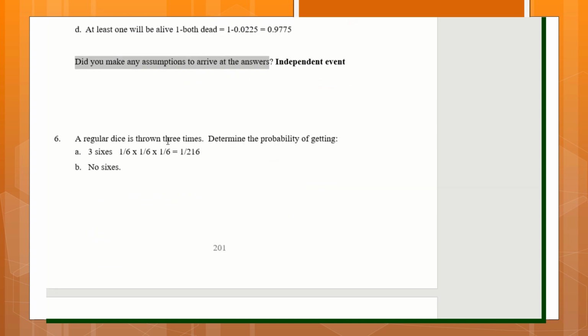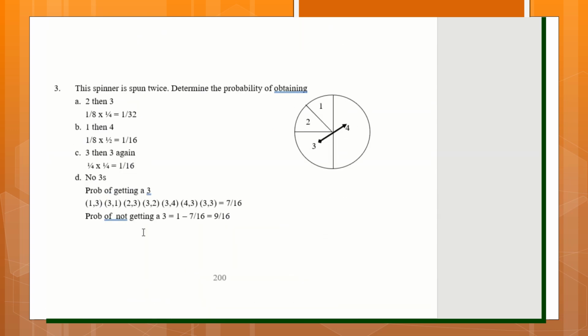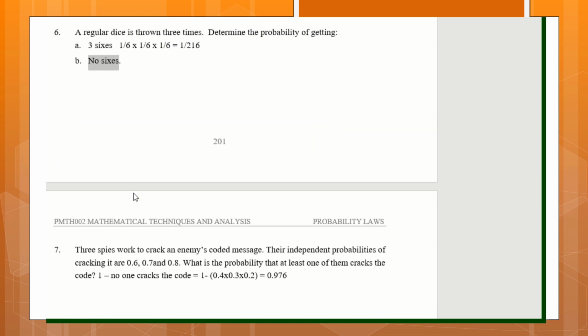A regular dice is thrown 3 times. Determine the probability of getting 3 sixes. So 1 over 6 times 1 over 6 times 1 over 6. What's the probability of getting no 6? I want you to do it on your own. The way I did this, similar. Try it on your own. The answer is 125 over 216. You can get it. It'll be a bit of a tedious process, but you can get it. No 6's. That means no 6 in your answer. Alright?